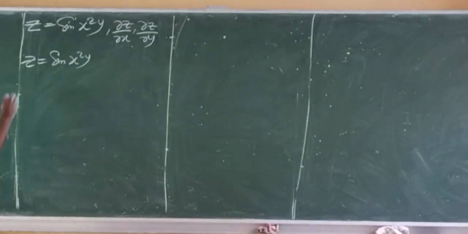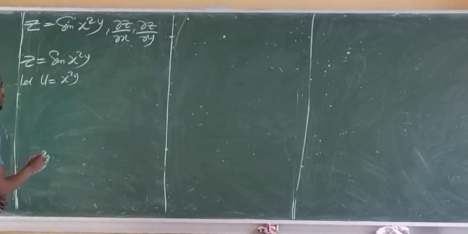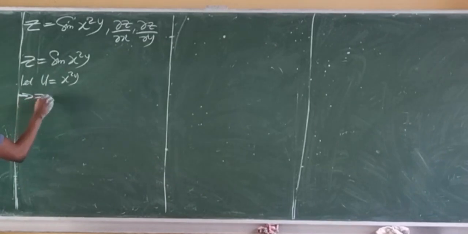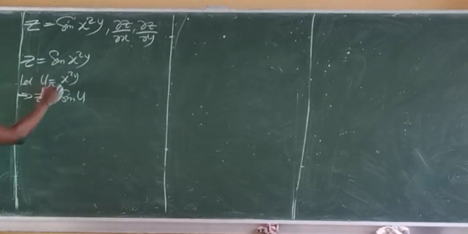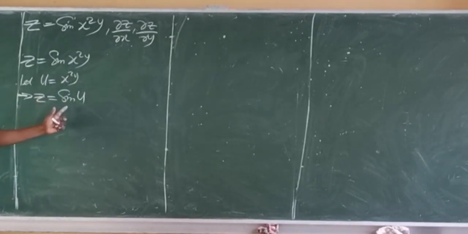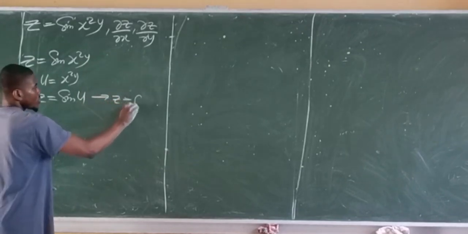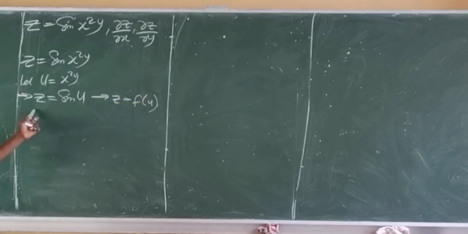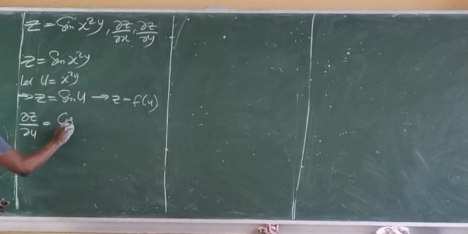Alright, so we say let u equal to x squared y. That simply means now that z is equal to sin u. So in place of x squared y, I simply put u. So z becomes sin u. It means now that z is actually a function of u, so z can only change with respect to u. So I can now find the partial derivative of z only with respect to u. So partial z, partial u is simply cos u.